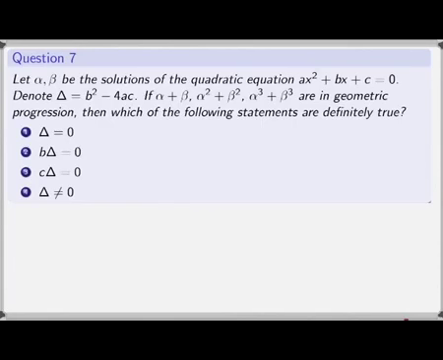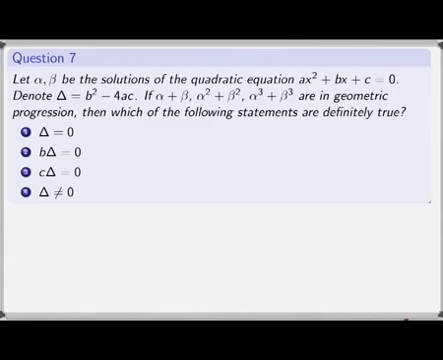This is our 7th question. Let alpha and beta be the solutions of the quadratic equation ax square plus bx plus c is equal to 0. We denote b square minus 4ac by delta. If alpha plus beta, alpha square plus beta square and alpha cube plus beta cube are in a geometric progression, then we shall find out among the 4 options given here which are definitely true.